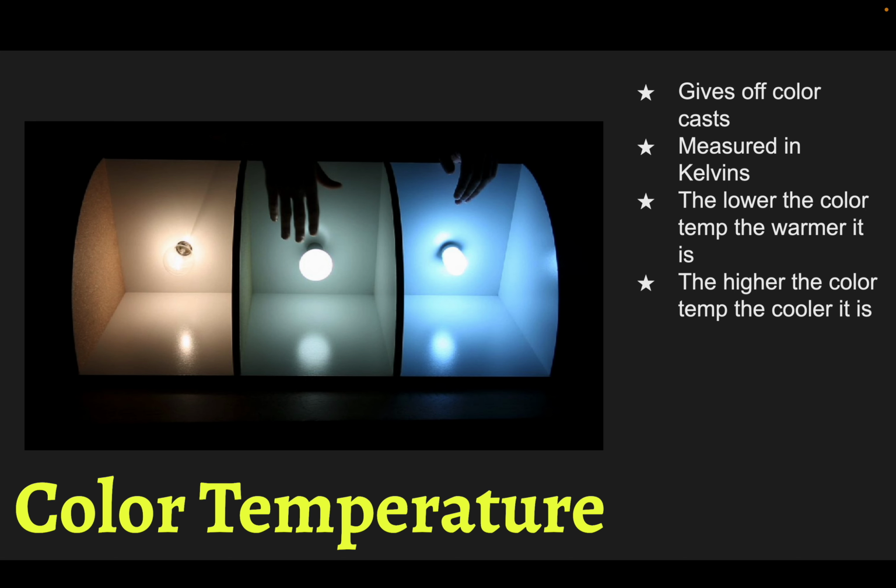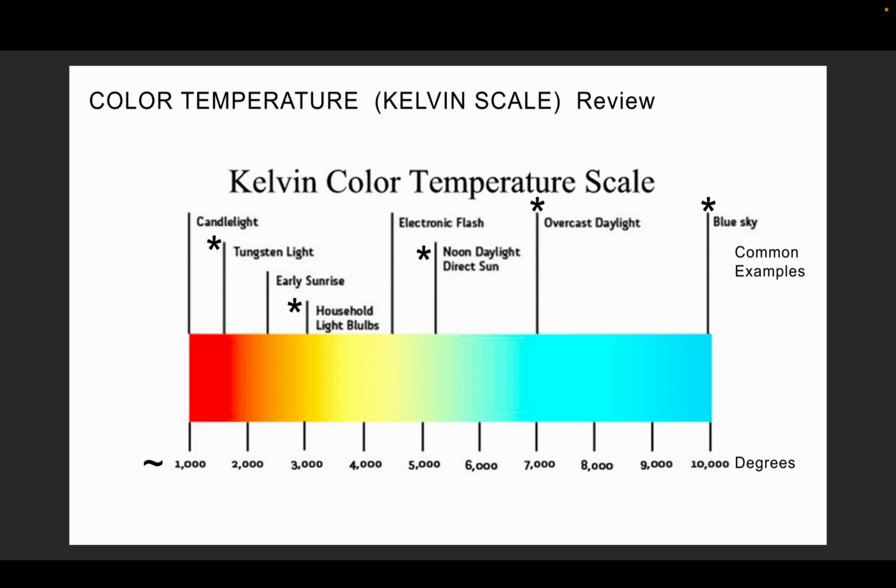What you should know is that color temperature is measured in kelvins. The lower the color temperature, the warmer it is, and the higher the color temperature, the cooler it is. So here's a Kelvin color temperature scale. As we can see, there are a lot of different numbers here. Like I said, the lower the Kelvin degrees, the warmer the light, and the higher the Kelvin degrees, the cooler the light.